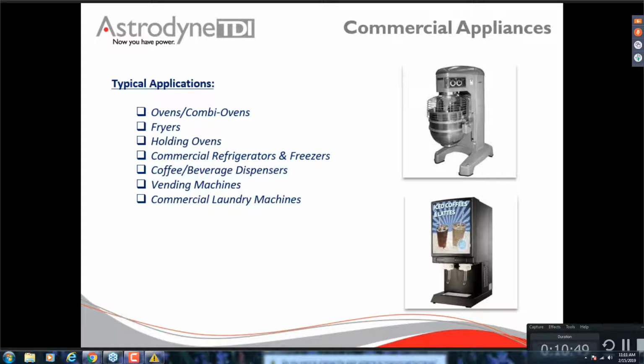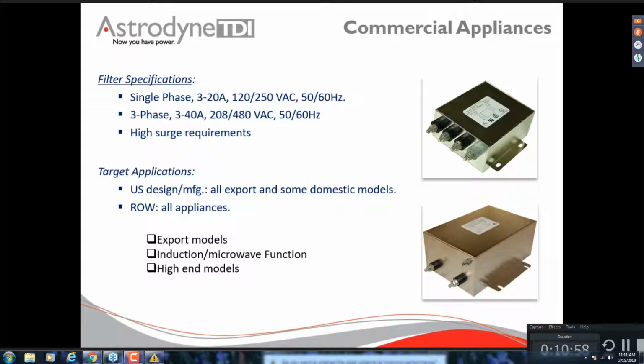holding ovens, basically ovens that are keeping the food warm, ovens and combi ovens, multi-purpose ovens. What are some of the filters that are suitable for this particular application for commercial appliances? Single phase filters, 3 to 20 amps. Once again, voltage, same, 120 to 250 VAC, 50-60 hertz frequency. And we're also going to have 3-phase applications as well, from 3 to 40 amps for this particular application. 208 to 480 VAC, 50 to 60 hertz.